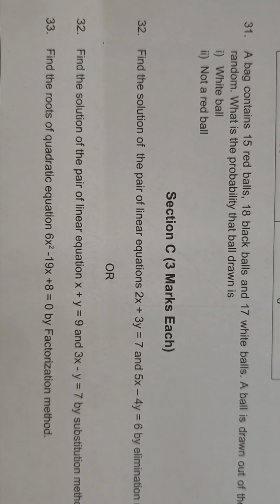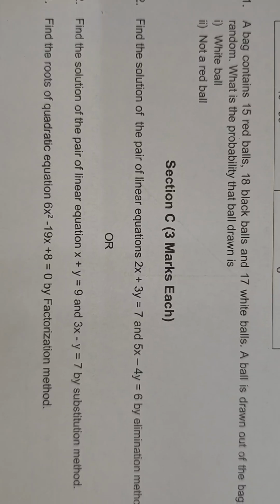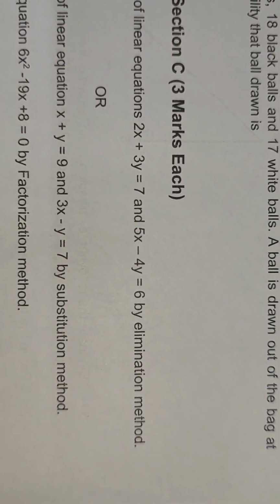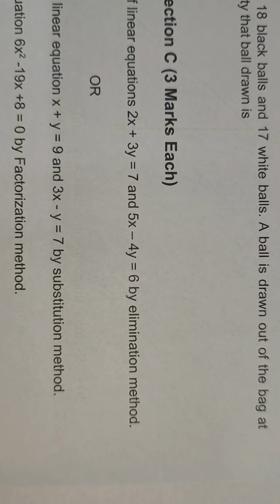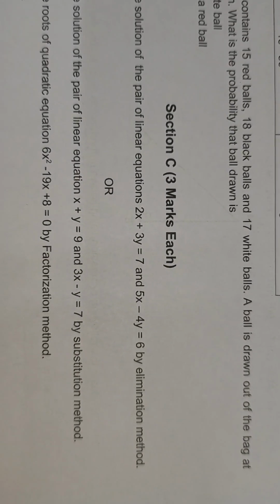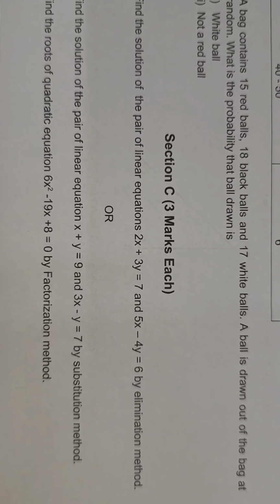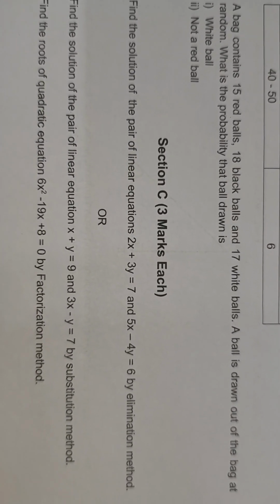Section C. Question number 32. Find the solution of a linear pair equation 2x plus 3y is equal to 7 and 5x minus 4y is equal to 6 by elimination method. For most of the students I will suggest to do only elimination method. Substitution method is a little bit tricky, so it's better to do only elimination method.